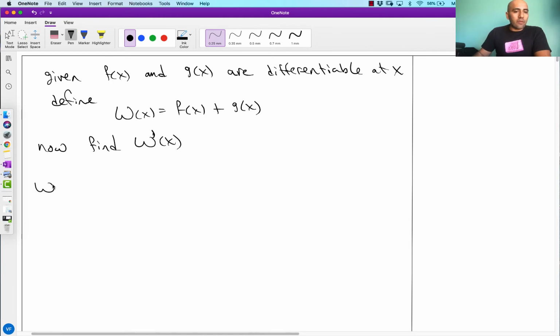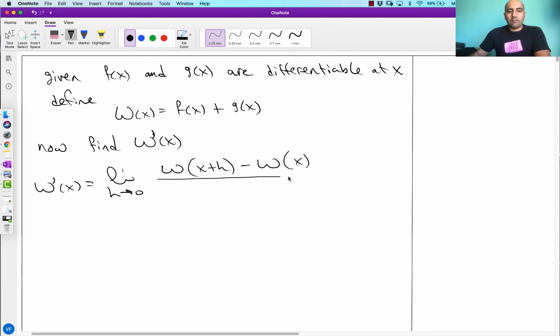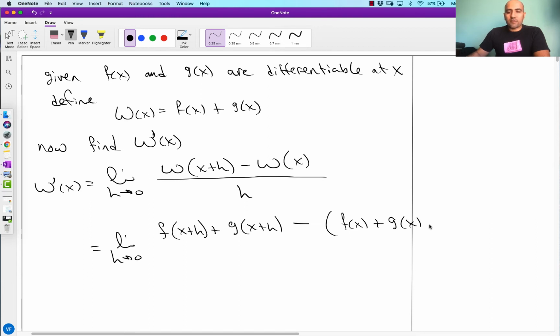So by definition, we know that w prime of x is equal to the limit as h goes to 0 of w of x plus h minus w of x divided by h. Well, plugging this in means that we get f of x plus h plus g of x plus h. So this is going to be equal to the limit as h approaches 0 of f of x plus h plus g of x plus h minus parentheses f of x plus g of x.